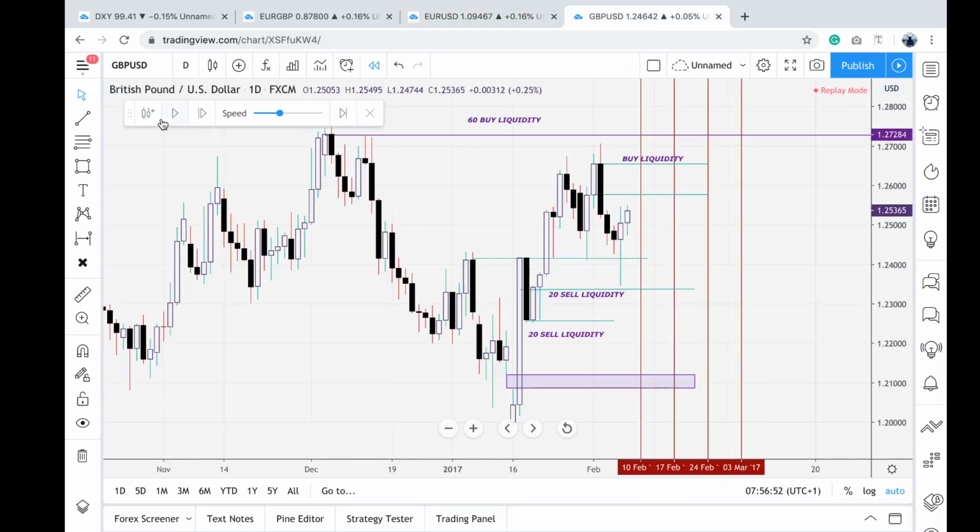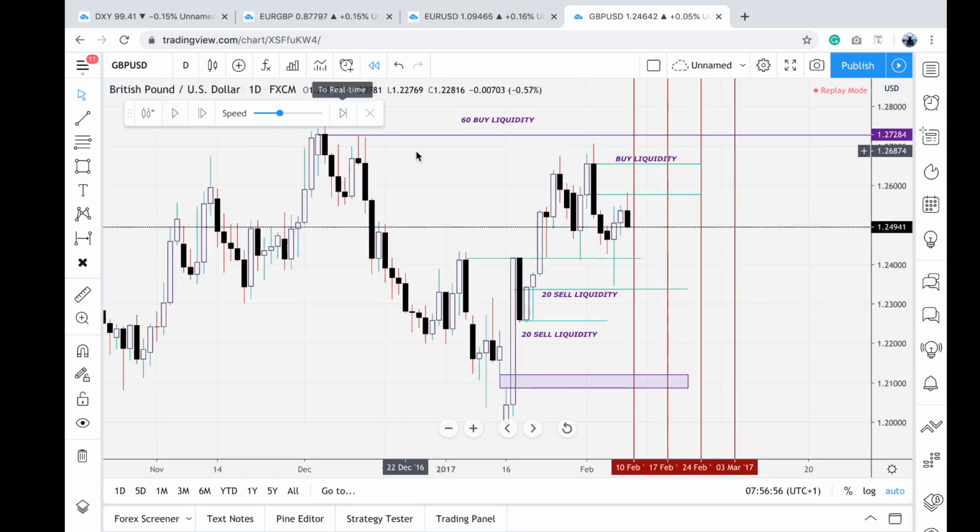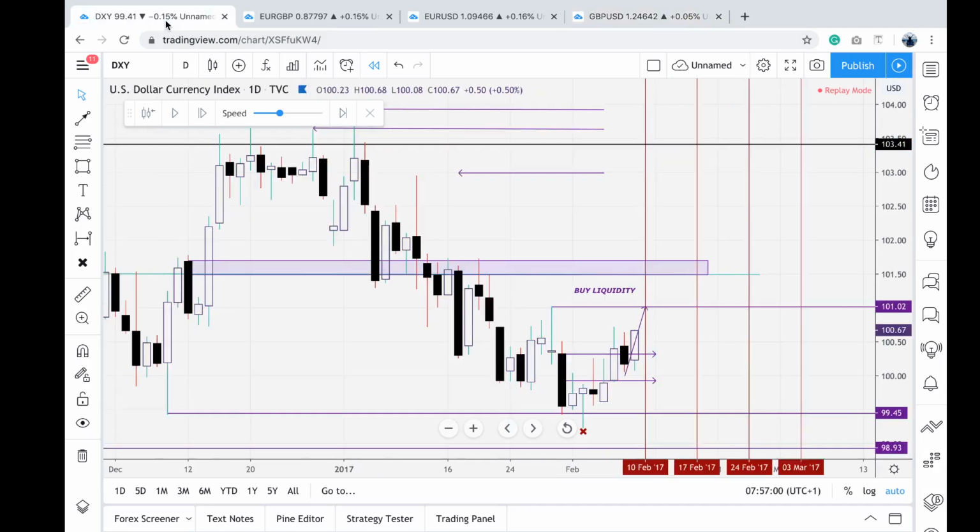The British pound US dollar: let's see what British pound US dollar actually does. Yeah, so British pound US dollar respects this range, so there's nothing really in terms of downside. So my target on DXY now is definitely to the upside.